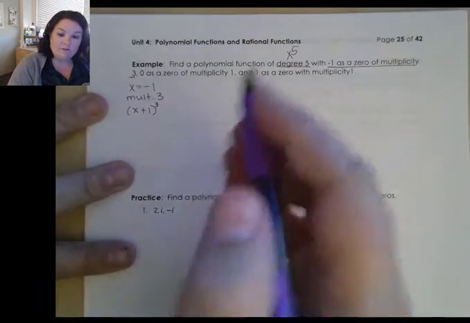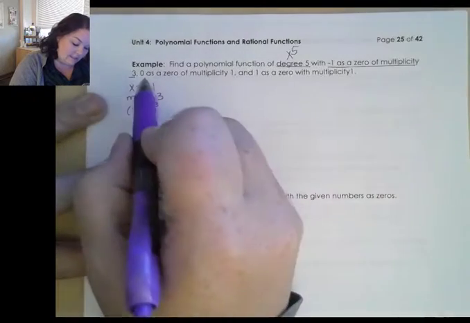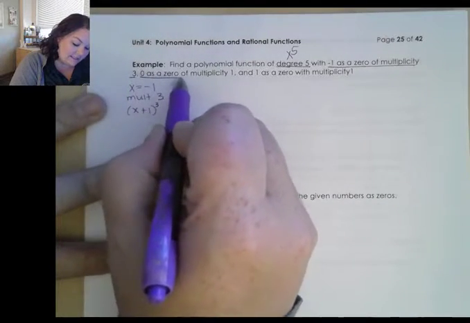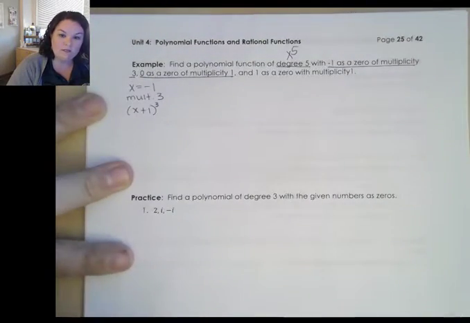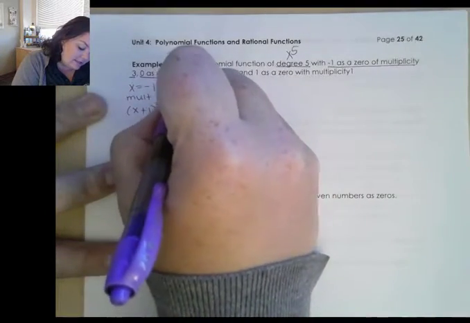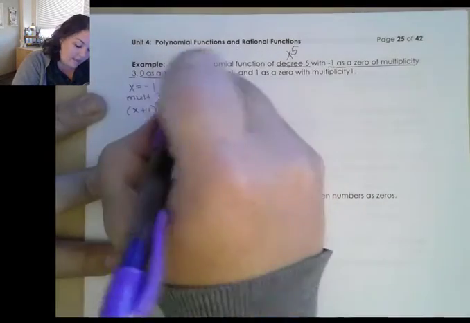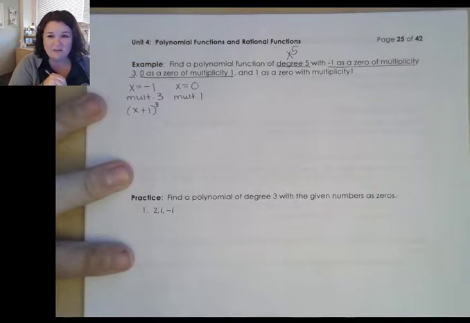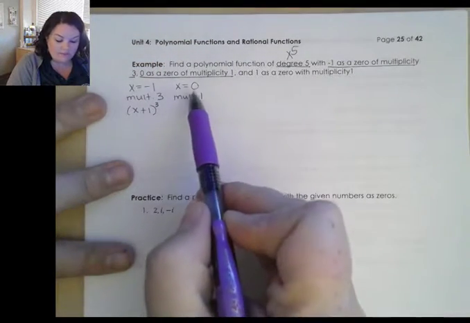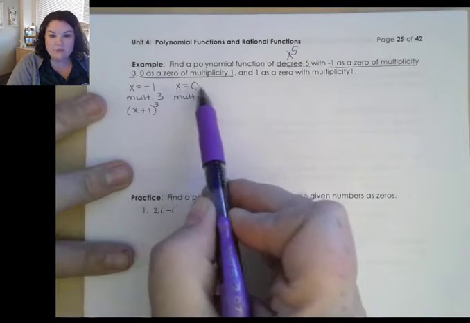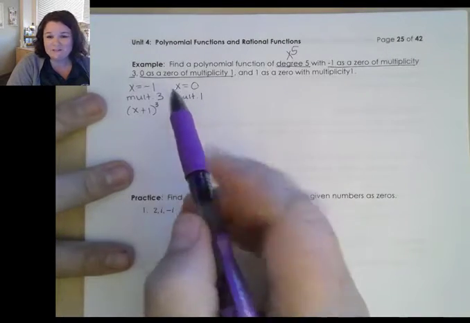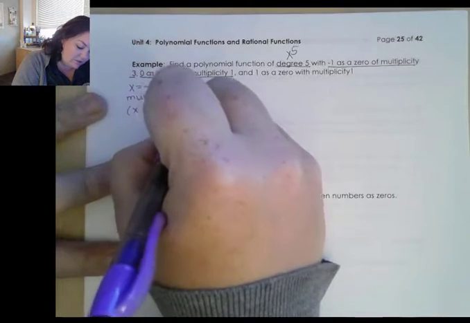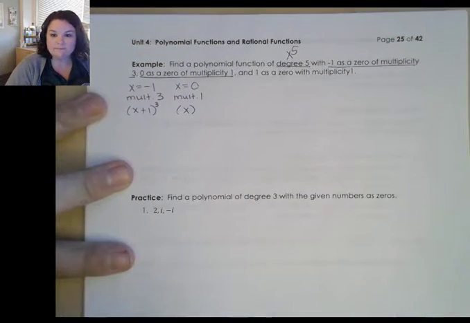Okay. Then I want to do the same thing with the next one. It says I have 0 as a zero of multiplicity 1. That means I ended up with x equals 0. And if it has multiplicity 1, then I only have one copy of the factor that it came from. So notice here, if I were to move this 0 over by subtracting it over, x minus 0 is still just x. So this would just be the factor x.